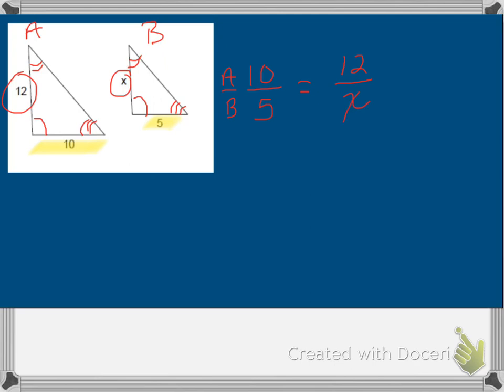So now I can cross multiply and divide, just like we used to do when we worked with proportions. So I'm going to multiply 10 times x, and that is equal to 5 times 12, which is 60. Now I need to solve for x, so I'm going to divide both sides by 10. So x equals 6. That means the missing length of this leg is 6.